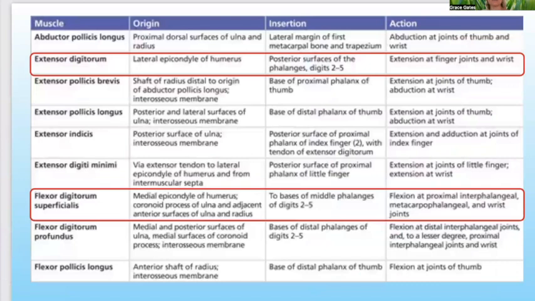Here's our table. I circled in red the extensor digitorum and the flexor digitorum superficialis. And all of these other muscles are ones that you are not responsible for learning.